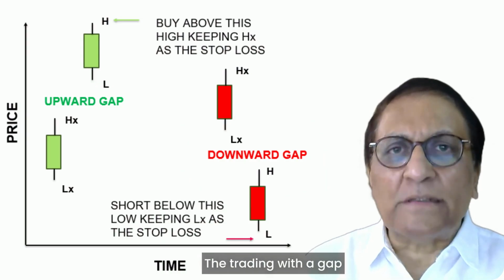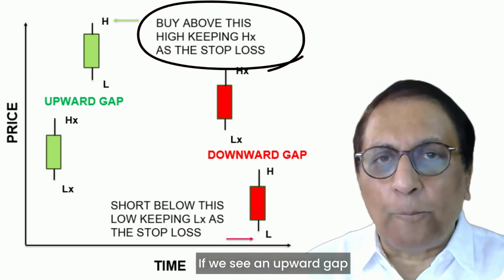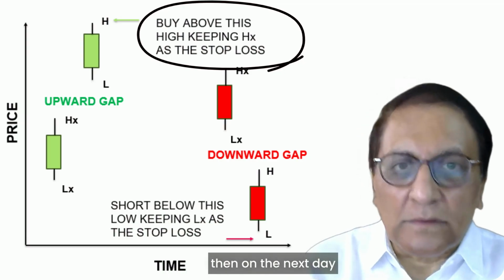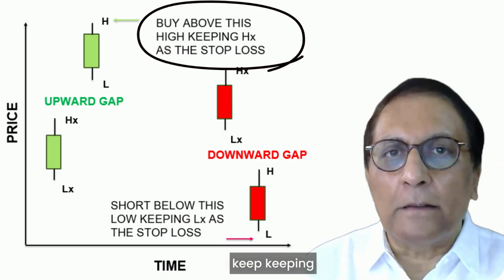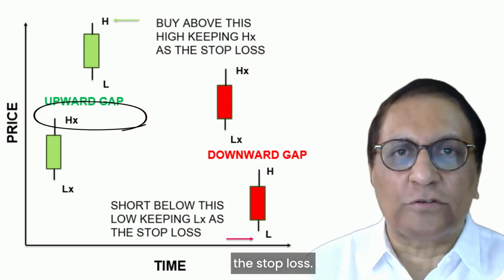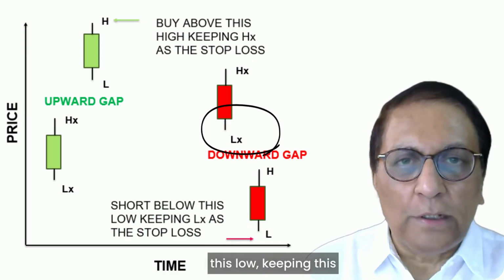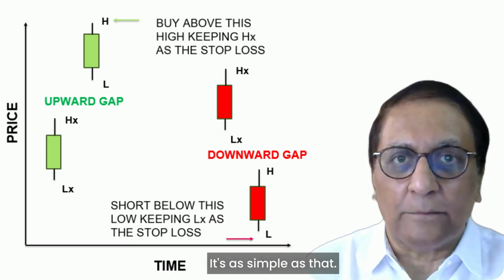The trading with a gap is very, very easy. If we see an upward gap after updating today's data, then on the next day, we buy above the high, keeping this high as the stop loss. If we see a downward gap, we go short below this low, keeping this low as a stop loss. It's as simple as that.